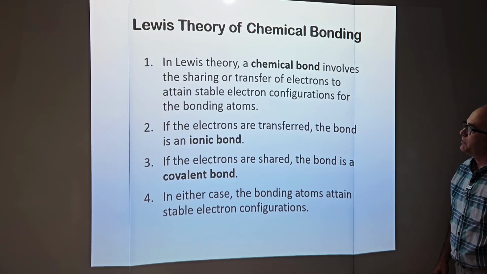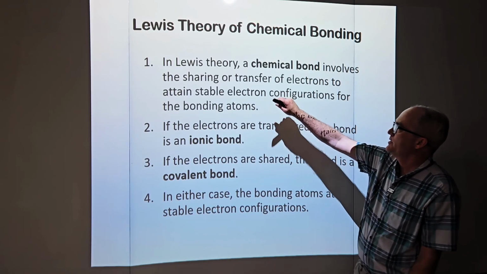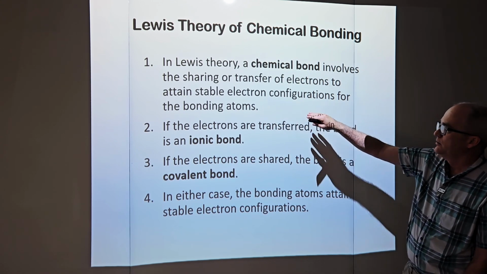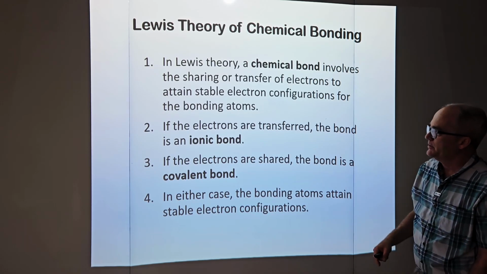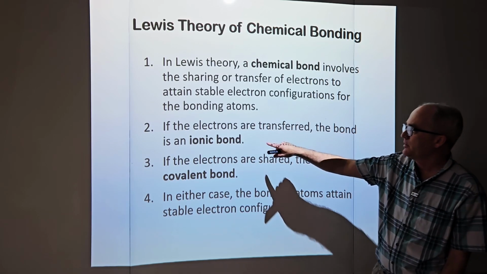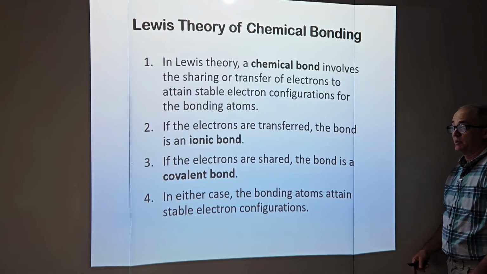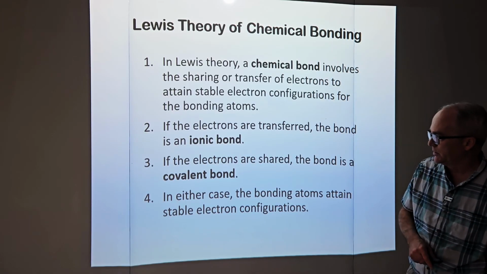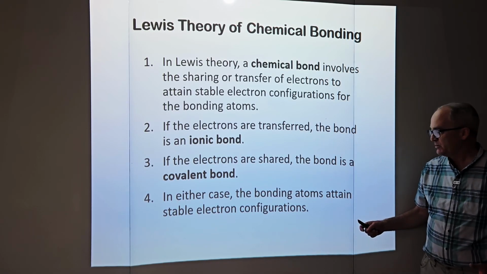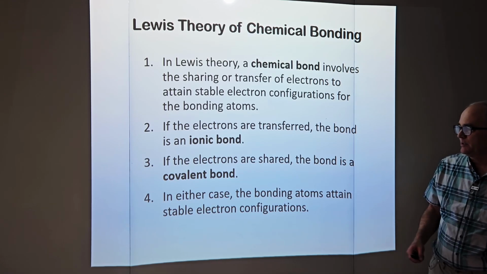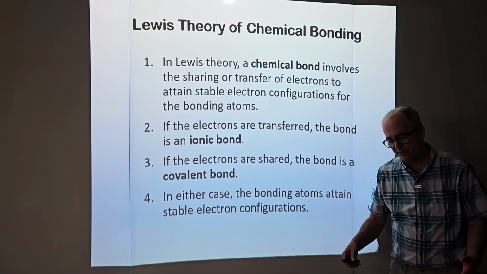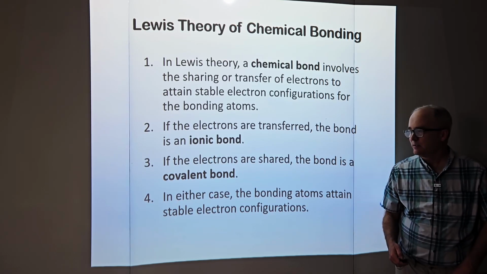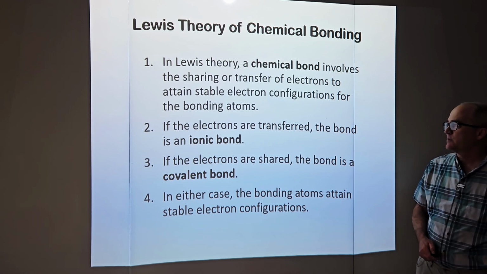In Lewis theory, a chemical bond involves the sharing or transfer of electrons to obtain a stable electron configuration for each atom involved in the bonding. So far we've mainly looked at ionic. If the electrons are transferred, the bond is ionic. If the electrons are shared, the bond is a covalent bond. In either case, the species involved obtain a stable electron configuration. Metals like to give up electrons to do it. Non-metals like to take on electrons, and that's easily seen in ionic compounds and substances.